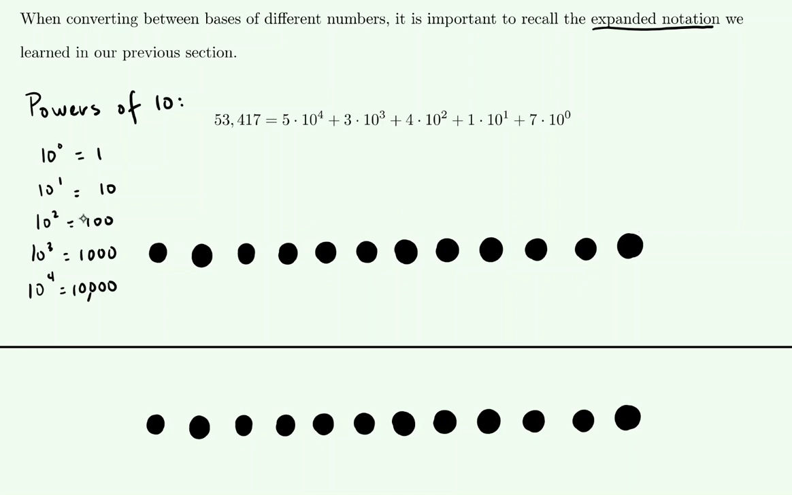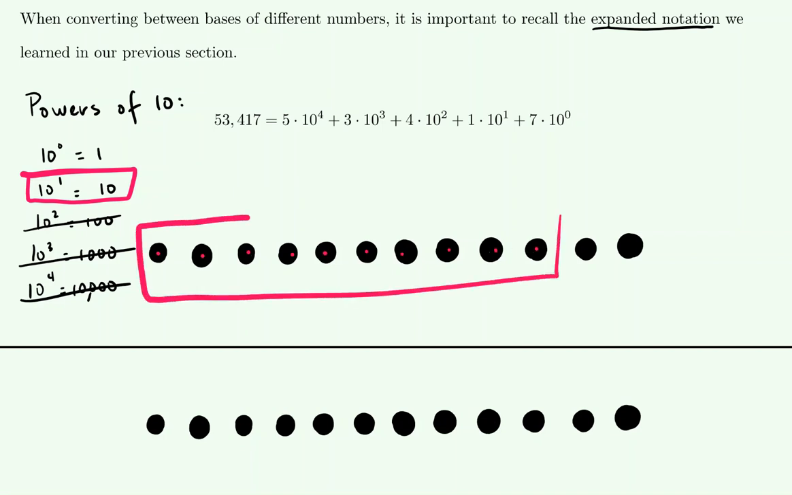Okay, so for instance, we know that there's definitely not 10,000 dots in this picture, definitely not 1,000, not even 100. Now there is more than 10, so the first thing that we're going to look at is how many sections of 10 dots can we form? 1, 2, 3, 4, 5, 6, 7, 8, 9, 10. So if we group all of these together, we would get that there is 1 times 10 of these. 1 times 10 to the 1st, or 10 of these dots.